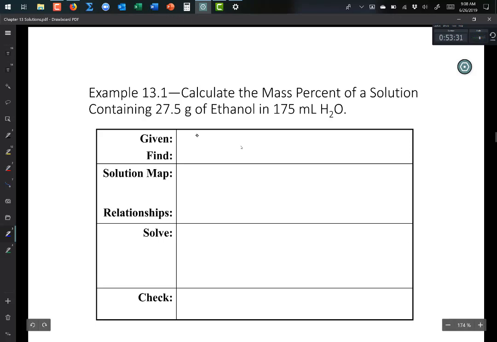So your solute is 27.5 grams of ethanol. Now, the abbreviation that we use in labs all the time is EtOH because it's a lot shorter. And 175 milliliters of water. And we need to find the mass percent. So, this is the process we're going to be following. You're going to have to calculate the grams of solution. I don't know exactly what was in that box because I couldn't read it either. So we're going to take grams of solution, right? And then we're going to calculate percent.